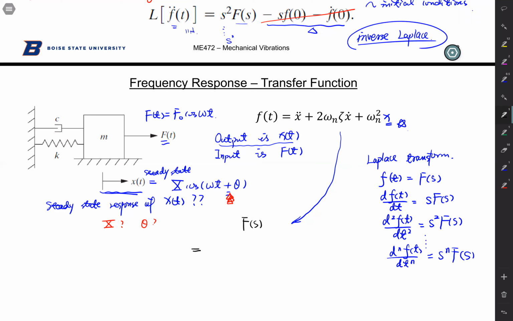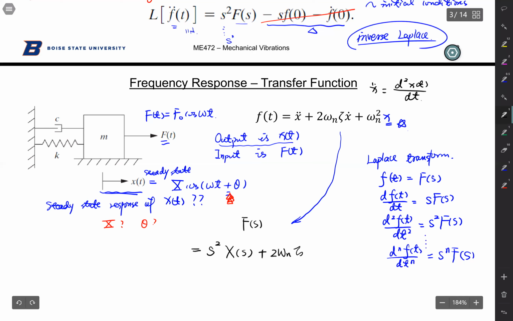So the first one, you have x double dot. Your x double dot is actually the second order derivative of your x(t), right? So that's why your x double dot becomes s squared, and your x function becomes a big X, where you replace your t by s. You just repeat this for 2 zeta omega n times x dot, which becomes s times X(s), and eventually you have omega n squared X(s). So this is from your velocity, this is from your acceleration, okay?